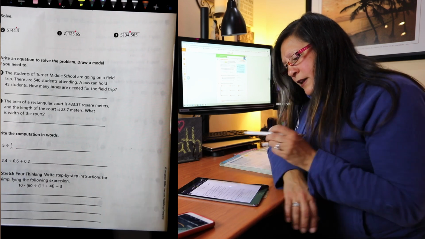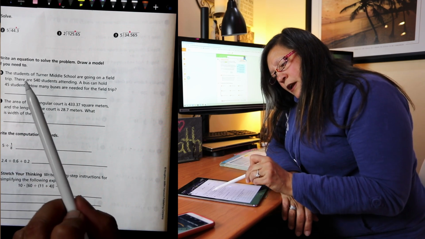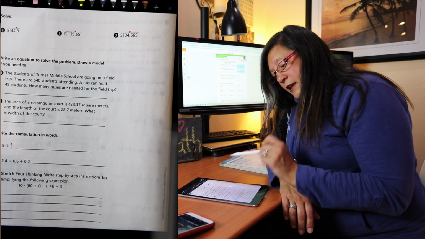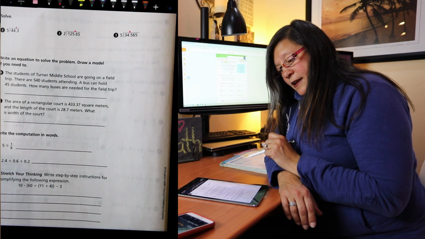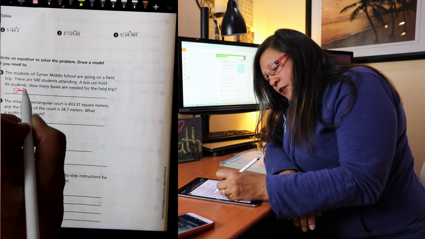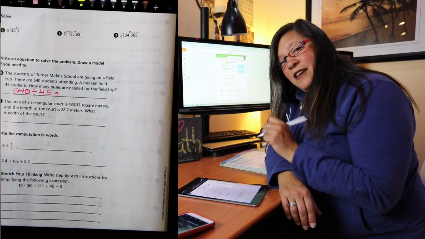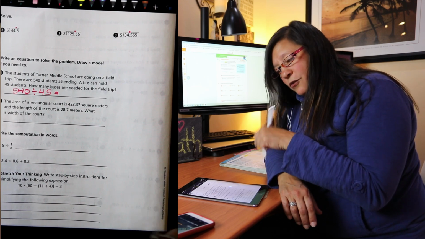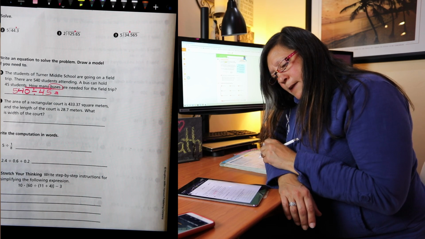All right, number 4, write an equation to solve the problem. Draw a model if you need to. Story problems, so I will go through these with you. The students of Turner Middle School are going on a field trip. There are 540 students attending. A bus can hold 45 students. How many buses are needed for the field trip? Remember, we can't leave any students behind. So you're going to take 540 students divided by 45 per bus. You have to get them all on. So if you have a remainder, you're going to need to round up. Okay? How many buses? And that's going to be your label.